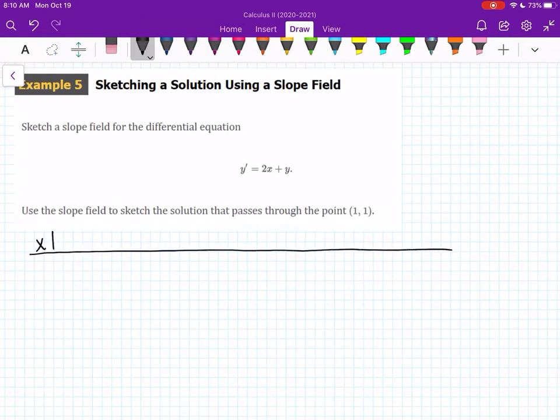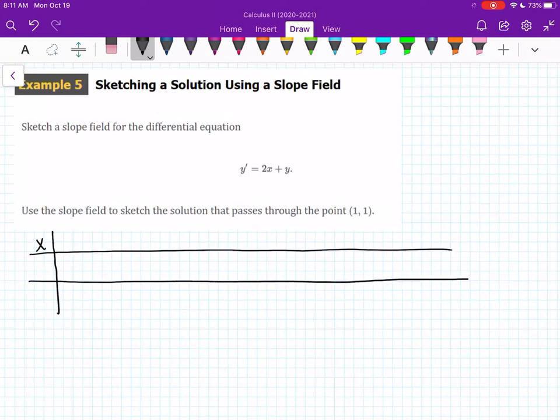So if you make a table of your x and y, you can do this however you want. I prefer tables, just because it's how my brain works. So if I have x, y, and then my y prime, which is 2x plus y, and then you can figure out kind of what you want. So maybe for your x's, you want to go -2, -1, 0, 1, and 2.